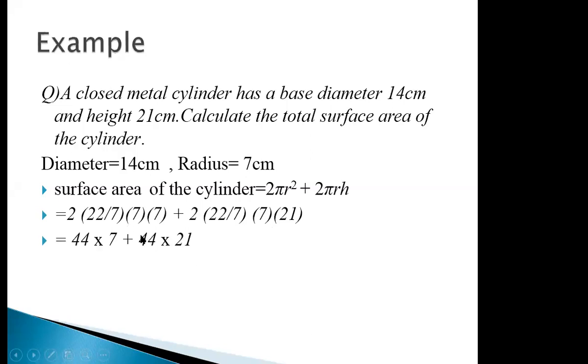Okay, so 7 and 7 are cancelled. Look at the screen, please. 7 and 7 is cancelled. 22 into 2 is 44. Multiply by 7 plus 2 into 22 is 44. 7 and 7 is cancelled. You are left with 21, isn't it? Okay. So what is the final answer?